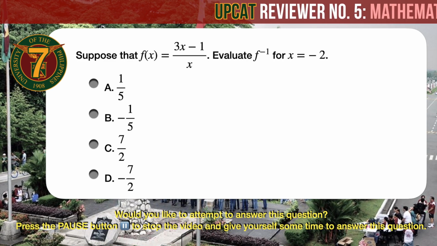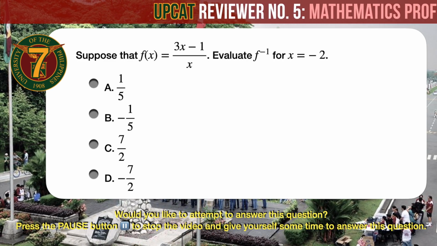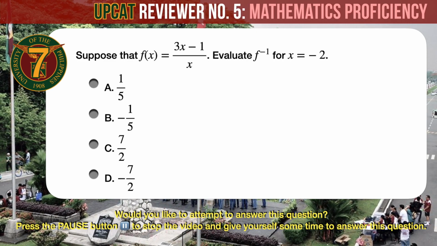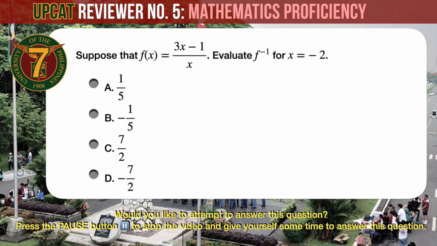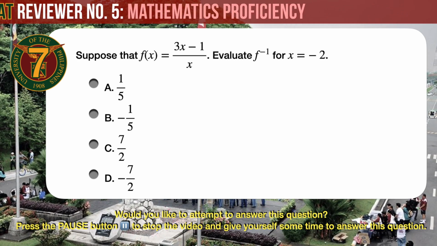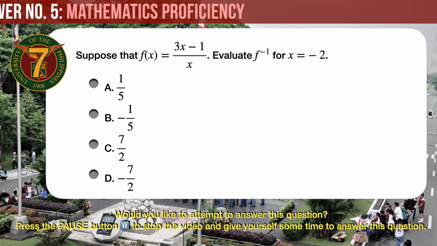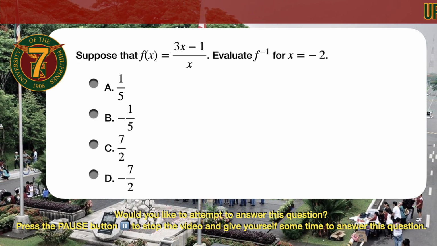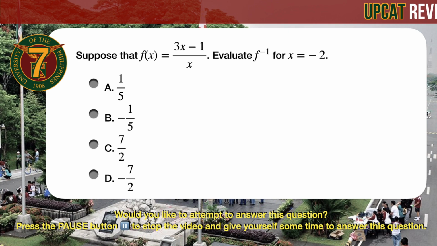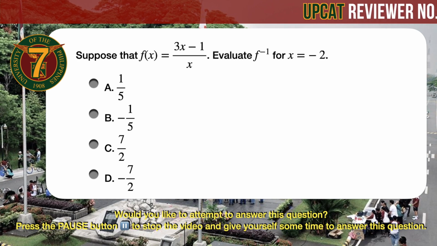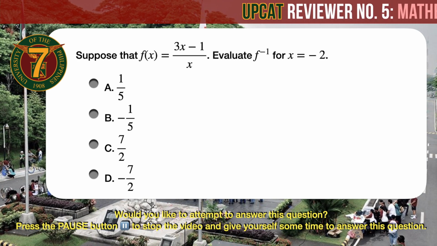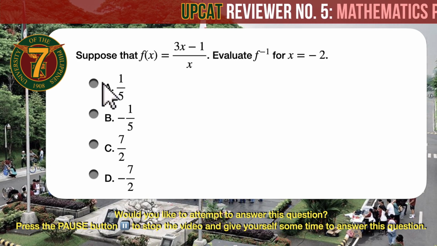Question number 7. Suppose that the function of x is equal to the quantity 3x minus 1 over x. Evaluate the inverse function for x equals minus 2. A. 1/5. B. minus 1/5. C. 7 over 2. D. minus 7 over 2. The correct answer is A.